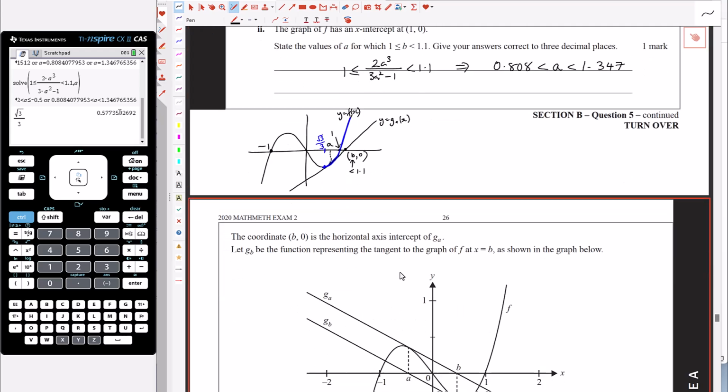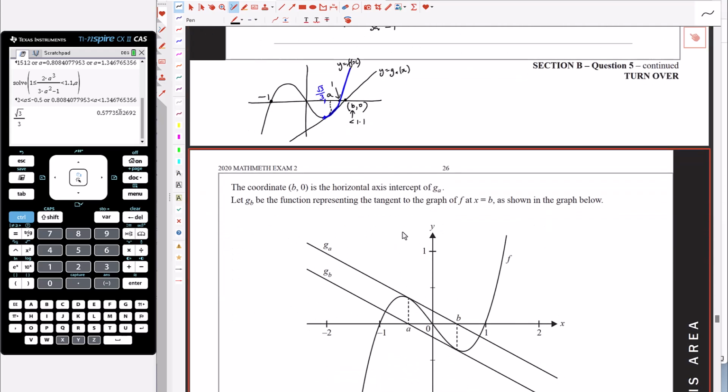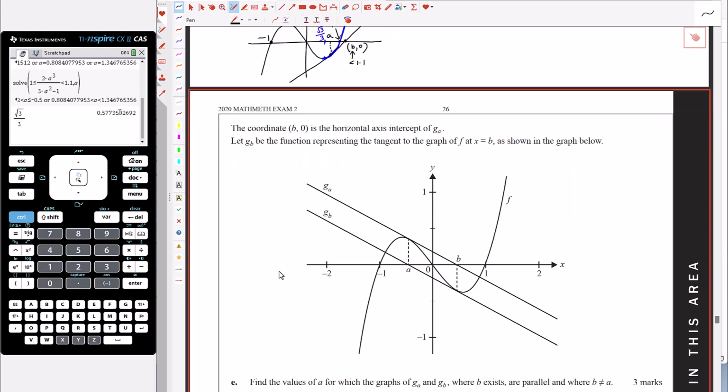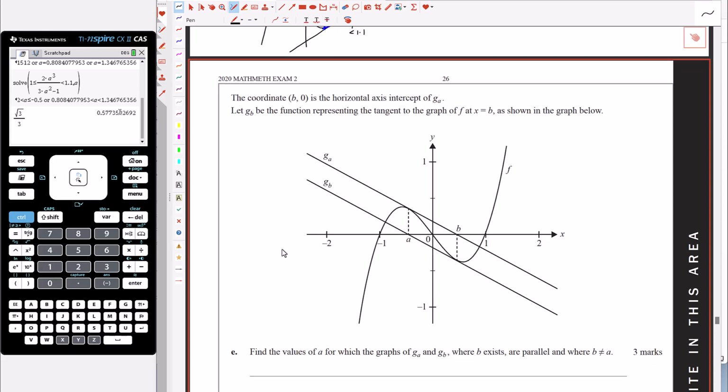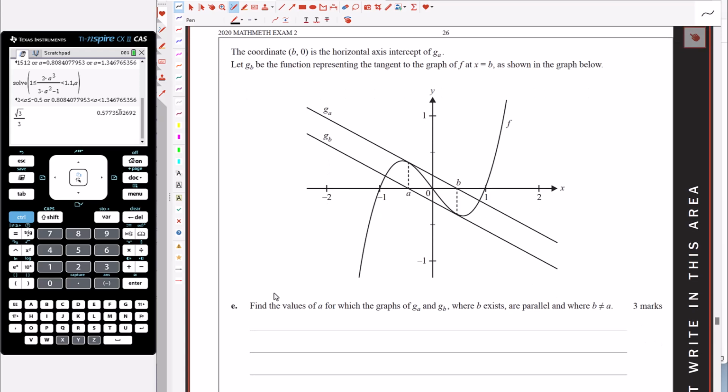Okay, the coordinate B0 is the horizontal axis intercept of GA, yes. Let GB be the function representing the tangent to the graph of f of x at x equals b. Find the values of A for which the graphs of GA and GB, where B exists, are parallel and where B doesn't equal A.